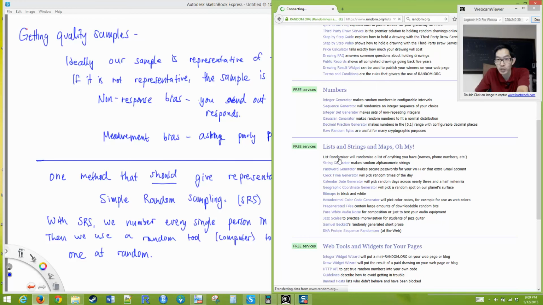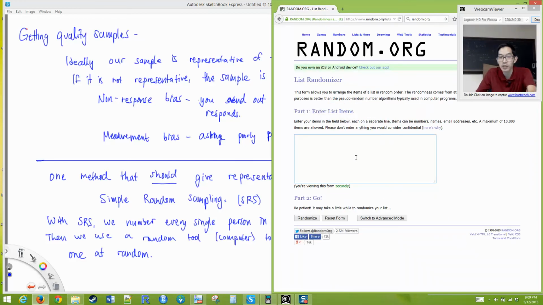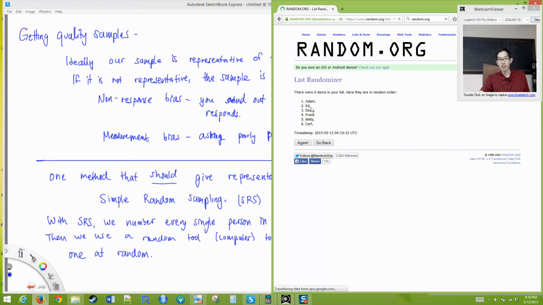So you say, okay, I've got 6 friends: Adam, Betty, Carl, Dave, Ed, and Frank. And I'm going to pick one person out of this list, or maybe 2. So you just say randomize, and we'll pick the first 2 people that show up in the random list. You click randomize, and it picked out Adam and Ed. And so those are the 2 that get picked.